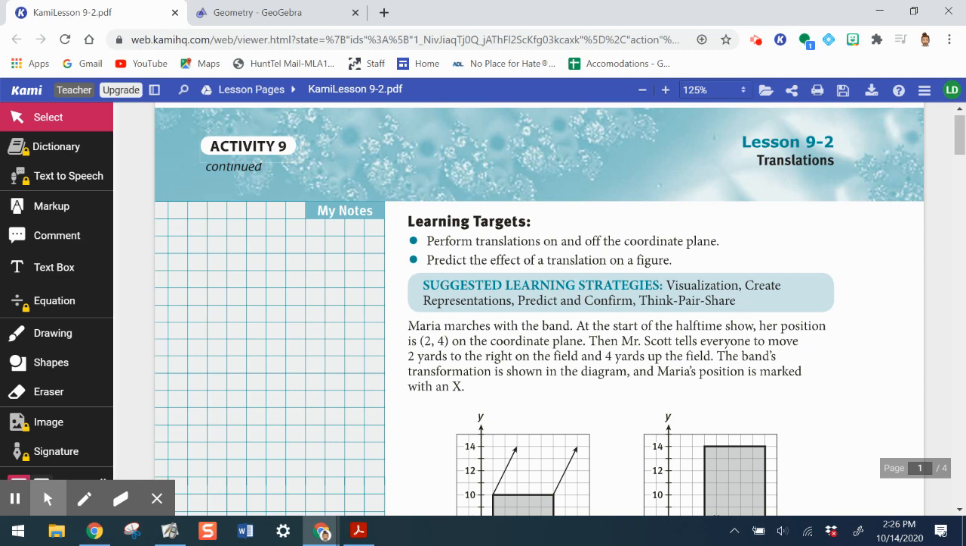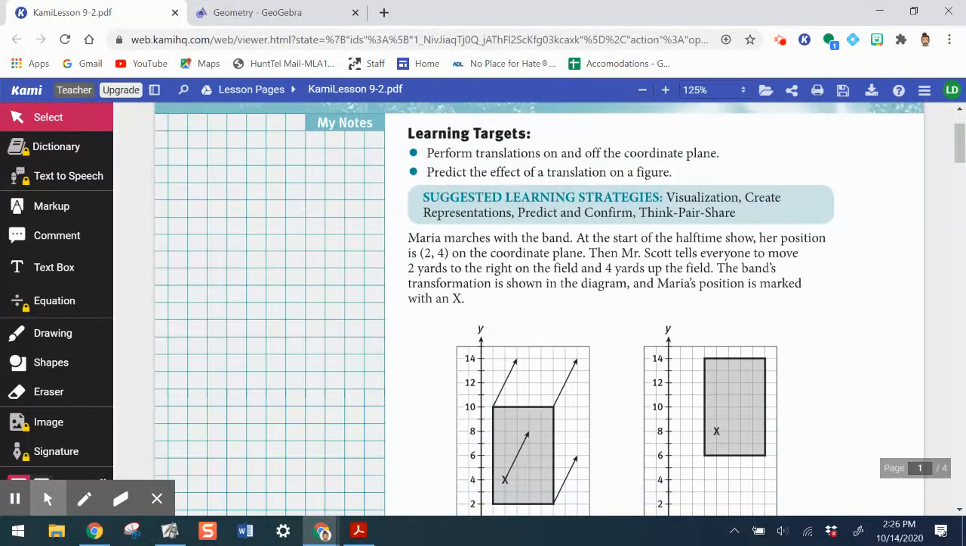And welcome back. We are progressing through Activity 9. In this video, we're going to cover Lesson 9.2, Translations. So that's what we're going to talk about today. So before we get too far, let's take a look at our learning targets.